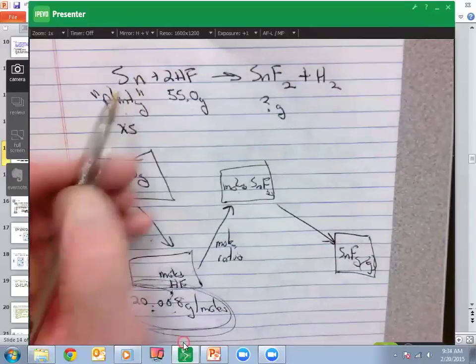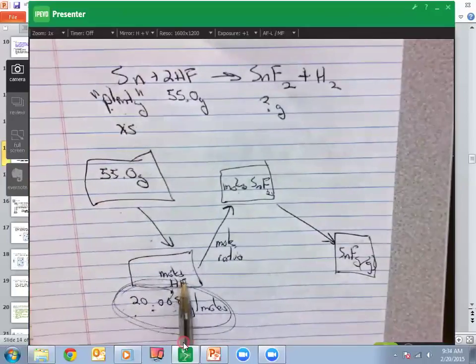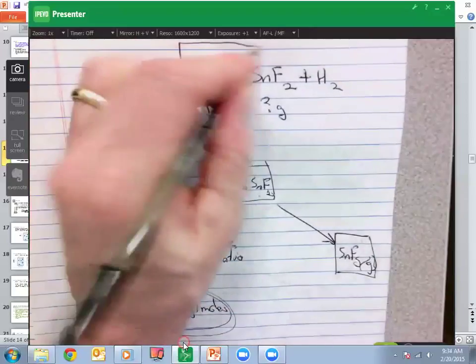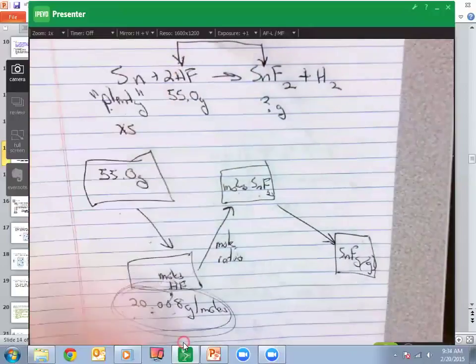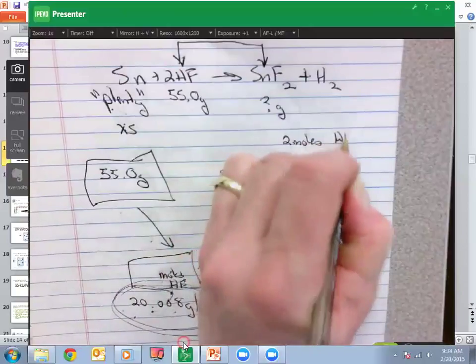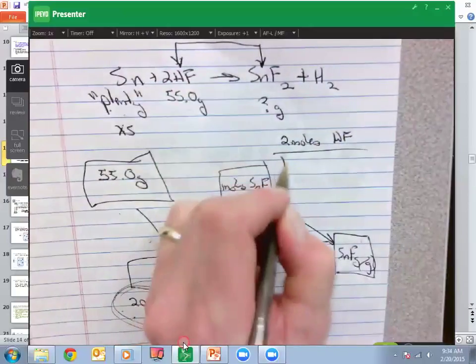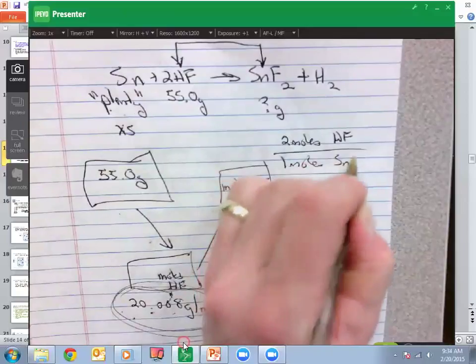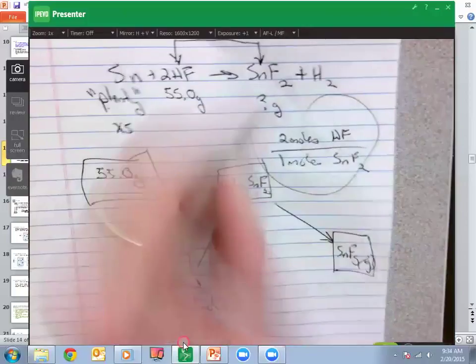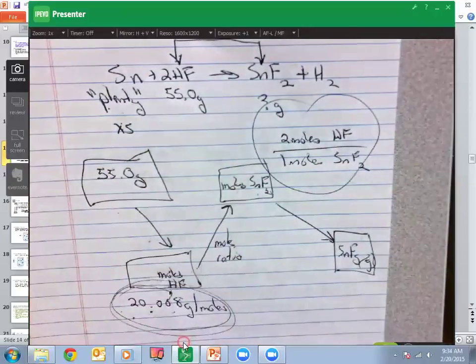Yep. Let's write down the mole ratio. To convert from moles of HF to moles of tin fluoride, we're going to have to know the relationship between those two chemicals. So it's 2 moles HF per 1 mole of tin fluoride. That's a mole ratio that we use to make this conversion. And maybe we'll use that version or the reciprocal, but they both hold for that balanced equation.